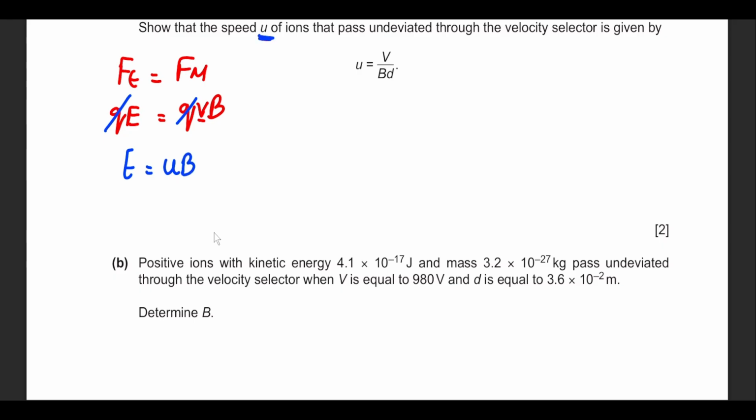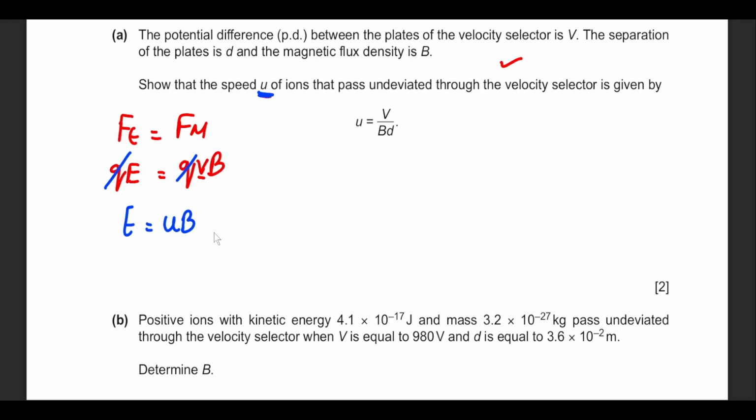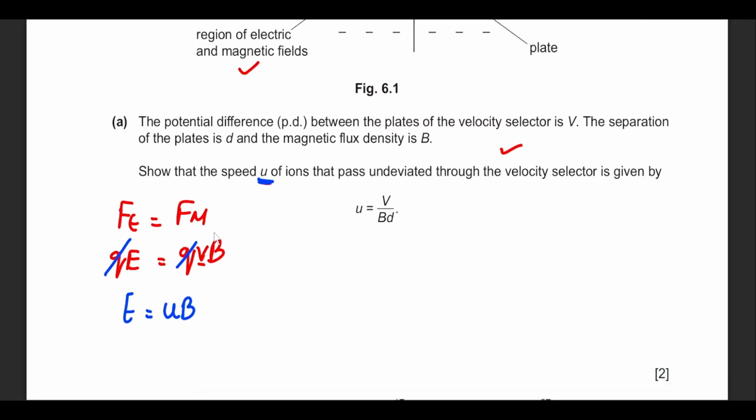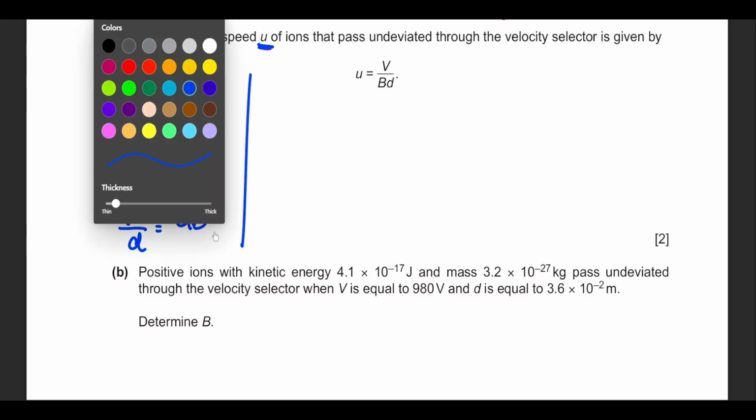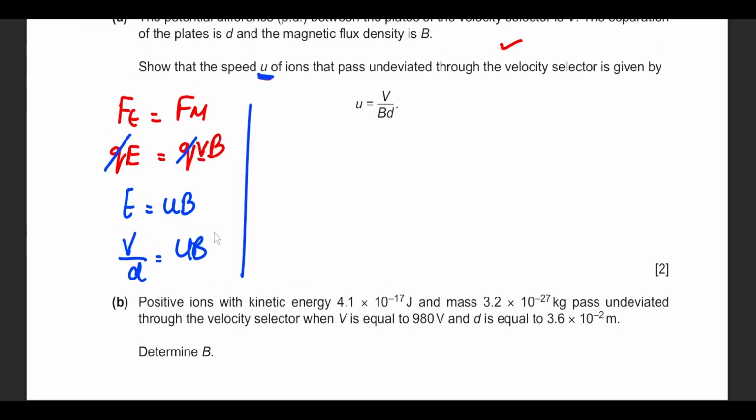This is the speed given to us. In the book, it's usually V. Now, the electric field strength, because it's between parallel plates, is given as voltage divided by distance, so V over d equals uB. Since he wants us to make u the subject of the formula, we take B to the other side, so we are left with u equals the potential difference, capital V, divided by Bd. So hence we've shown how this works.